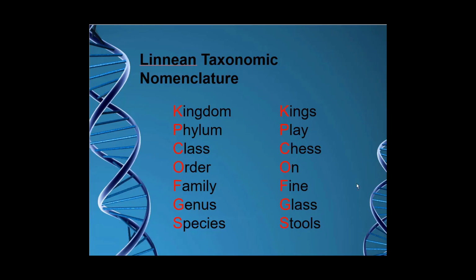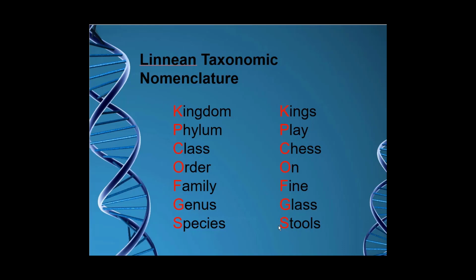And a way to remember this is using what's called a mnemonic memory device. I remember this from the 7th grade. My 7th grade teacher taught me this phrase, and I just always remembered it. I couldn't tell you why, I just did. So you take the first letter of each word and change it to something that's a little easier to remember. So: kings play chess on fine glass stools. Kingdom, phylum, class, order, family, genus, species. Kings play chess on fine glass stools.